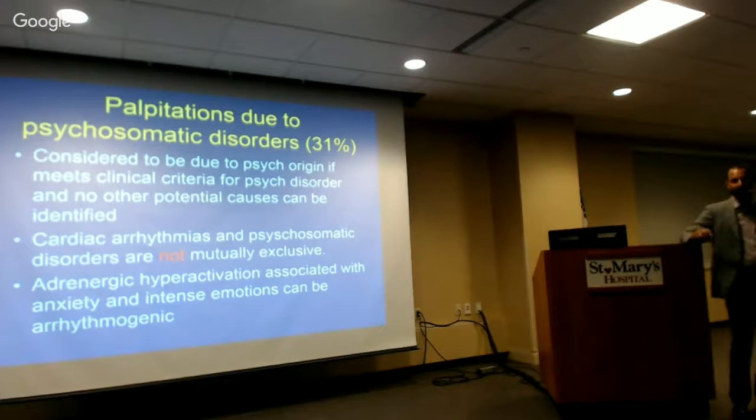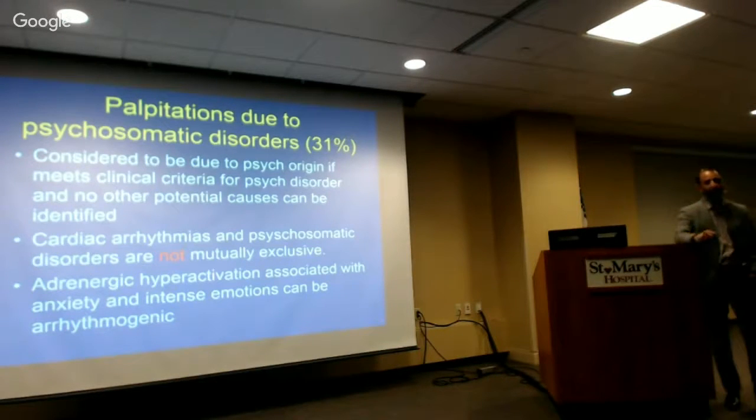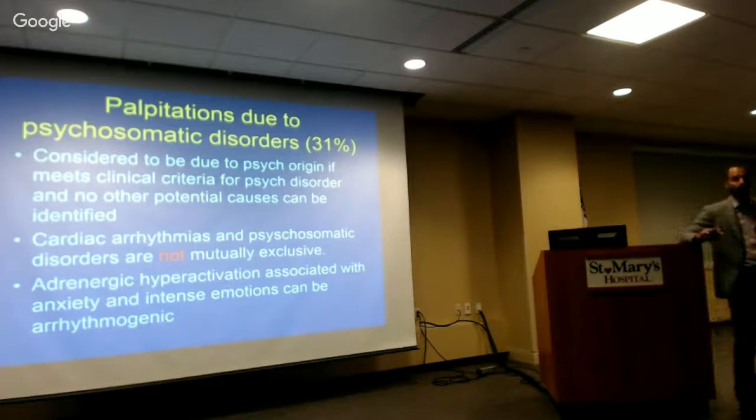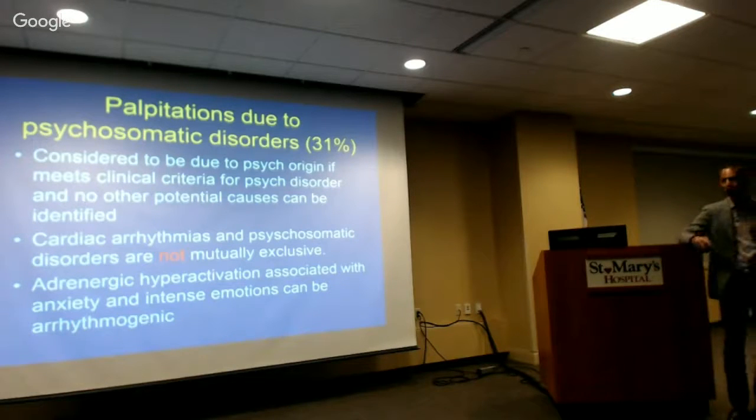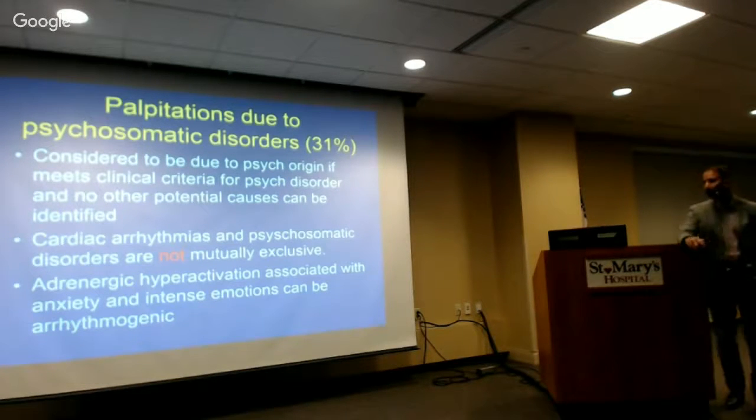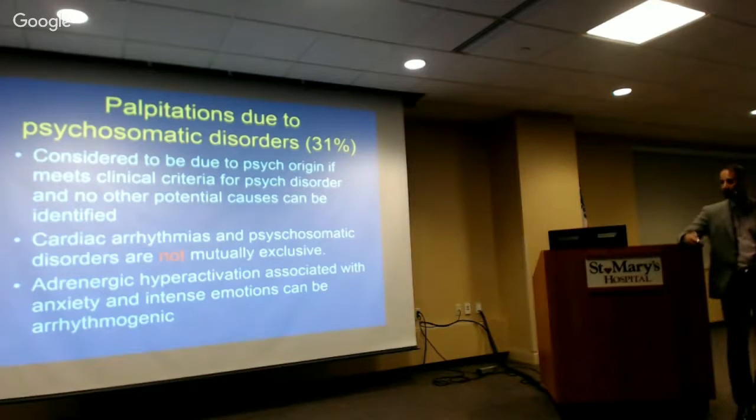You should consider the etiology psychiatric in origin only if the patient meets clinical criteria for that psychiatric diagnosis and no other potential cause has been identified, and ambulatory monitoring, et cetera, has shown that their symptoms, when they're having symptoms, are not due to an arrhythmic etiology. These patients can have hyperactivation of their adrenergic nervous system that's associated with anxiety and actually make them more arrhythmogenic.